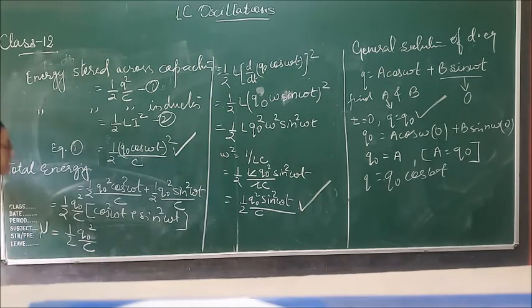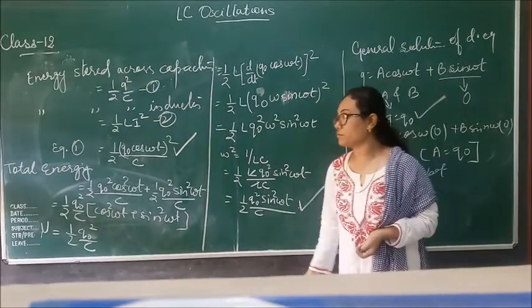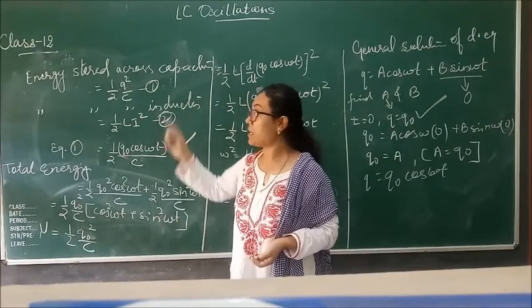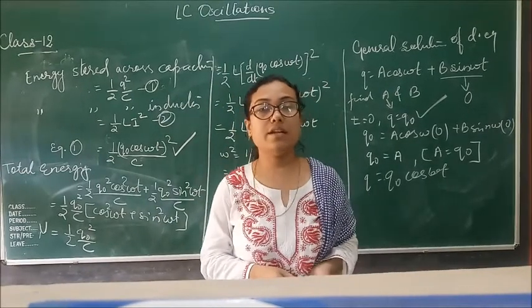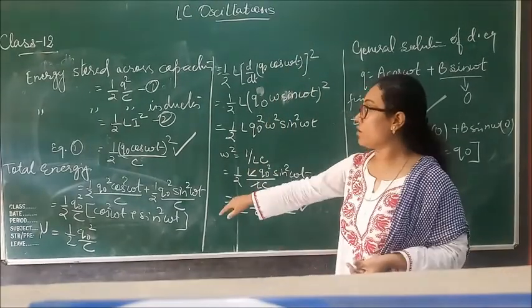Total energy is expressed in the form of U. This is your total energy. I added the value of energy across the capacitor and energy across the inductor. I added both the values and I got the solution.